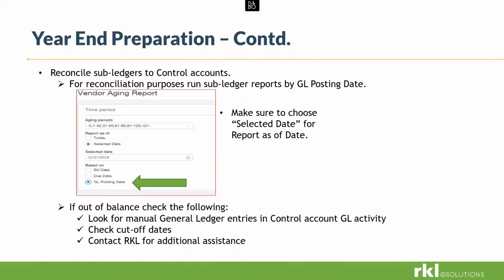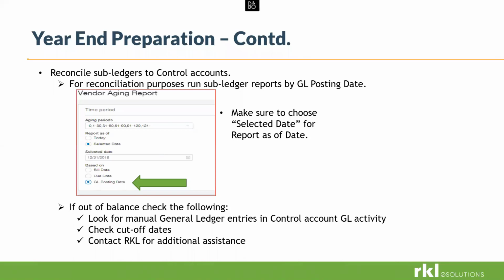If there's an out of balance, things that you might want to check for would be any manual journal entries that were posted to those control accounts, check for any issues with cutoff dates, and then if you still can't find it, give us a call at RKL and we'll be happy to assist.